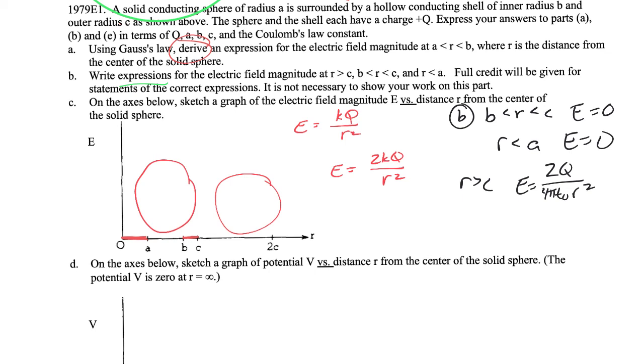Correct? So, here's the thing. I don't really know how to or where to put all this, because we don't know what B or C is. But we know from A to B, we're going to have a reduction in the electric field as 1 over R squared.